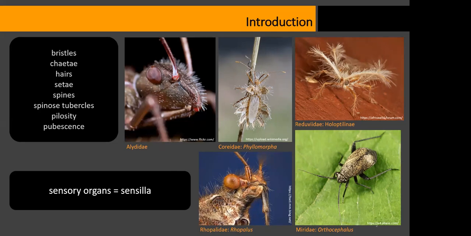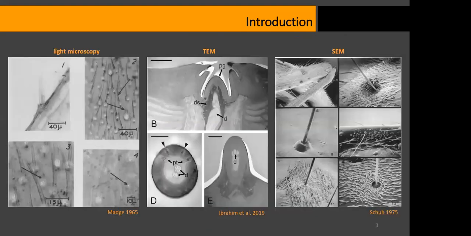Most of these structures are sensory organs, sensilla. And here we face the first problem: how to distinguish sensilla from other cuticular structures. Theoretically, it is simple. A sensillum is characterized by having at least one neuron that is absent in non-sensory organs. Unfortunately, checking this requires sophisticated methods and advanced light microscopy or electron microscopy.